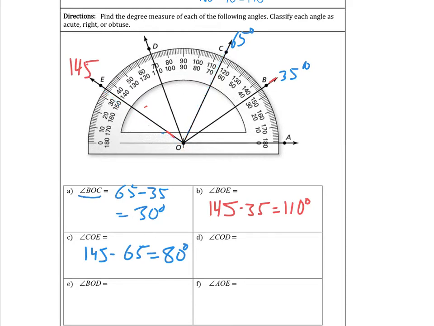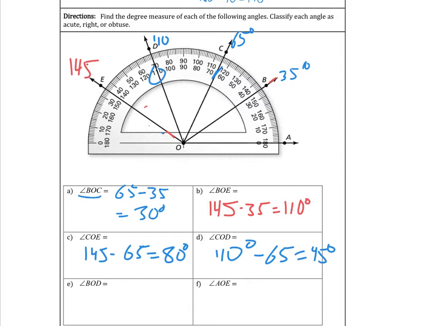COD. This one, let's see, we need that inside. We're using the inside numbers here. You've got to use either all inside or all outside. So we've got 110 is what the D line is at, that ray. 110 minus 65. Yeah, maybe 45 degrees.